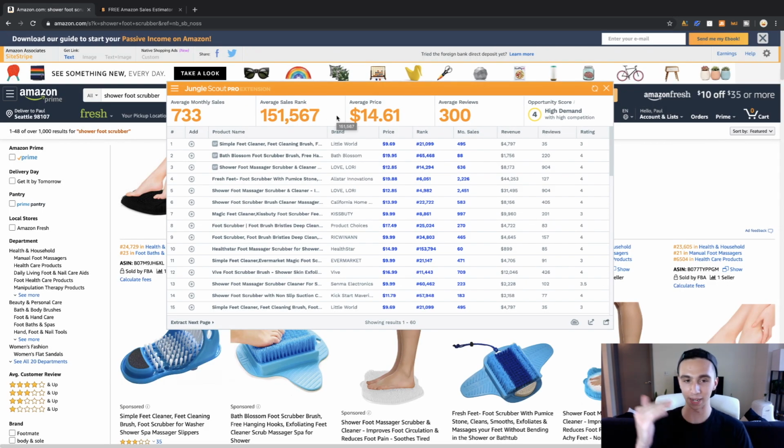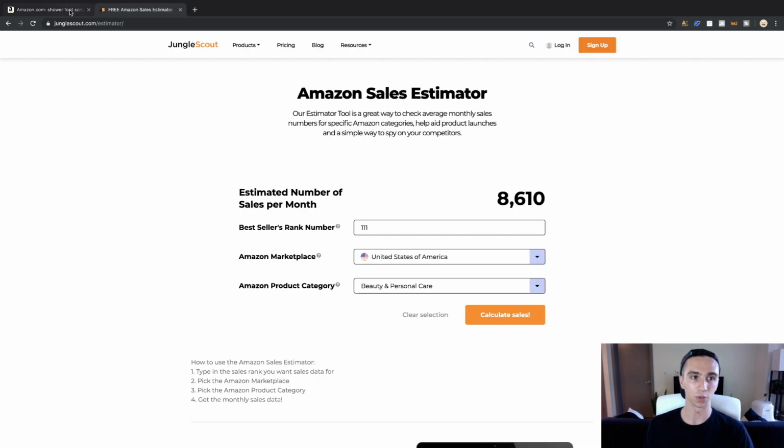There used to be just this big piece of paper that Amazon published with what sales rank equaled what number of sales, and you do the math normally. But now we have this tool. So this free sales estimator is pretty cool.